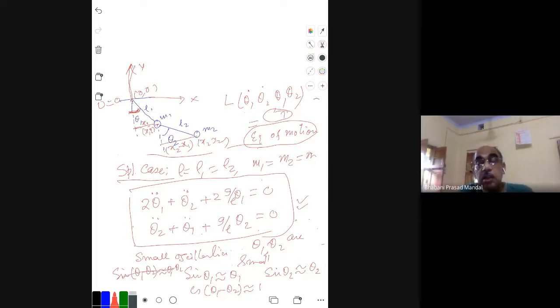I will discuss the solution of this equation a little later. The solution will be discussed once you study small oscillation. Dr. Krishna is teaching small oscillation. Once you learn those techniques, then I will teach the small oscillation.